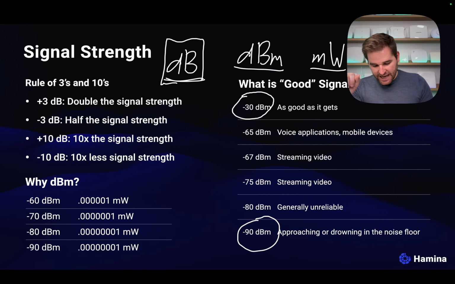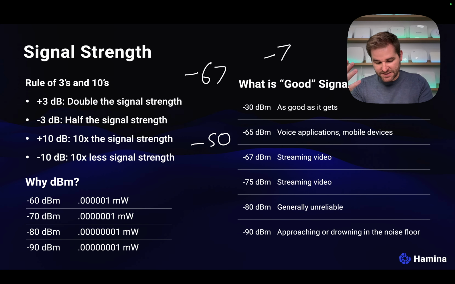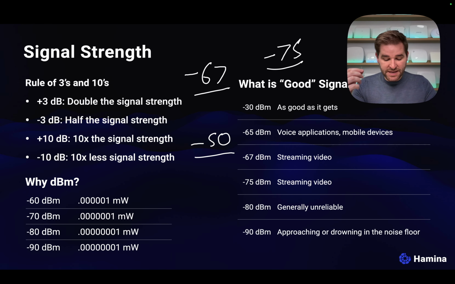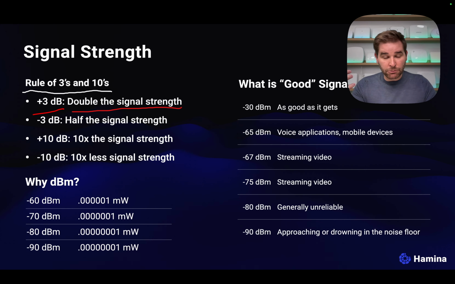So let's take a look at what dBm means. You may have noticed that the numbers, of course, like we said, are all in negatives, like minus 67, negative 50 dBm, negative 75 dBm. But one thing to be aware of with dBm is that it is not a linear scale. It is a logarithmic scale, which means that we can use small numbers to represent big changes in transmit power. So to make this a little bit easier, we use the rule of threes and tens. If we go up 3 dB, that means that we have doubled our signal strength.